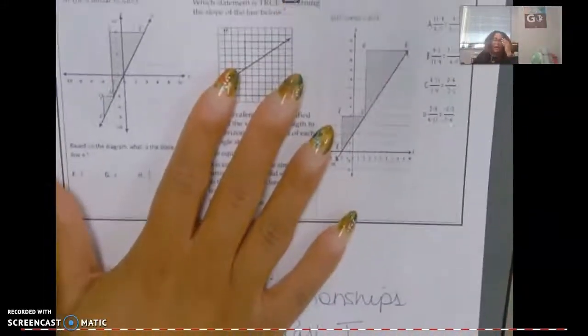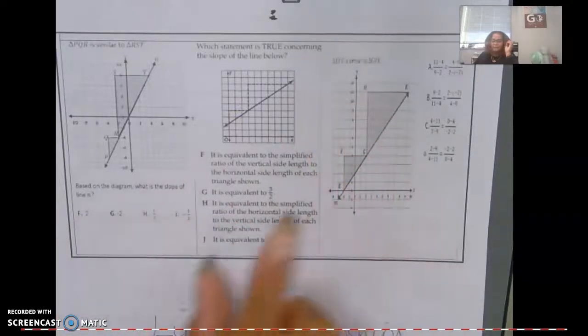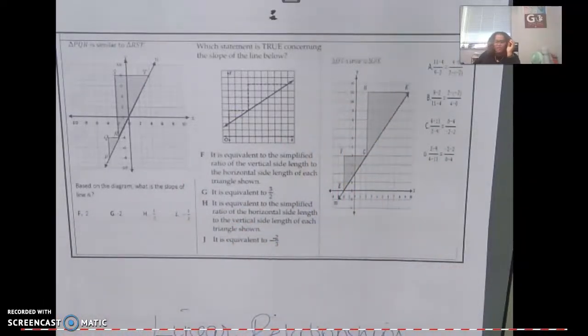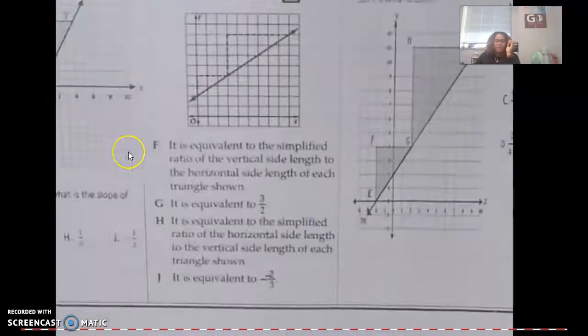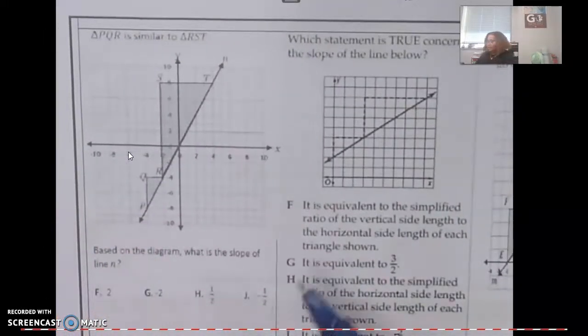So I'm going to start here on the back, which is the very end. These questions are kind of hard to make out, so I'm going to try and zoom in as well. I'm sure you can zoom in on the computer, but this is a little different. So let's go ahead and read.